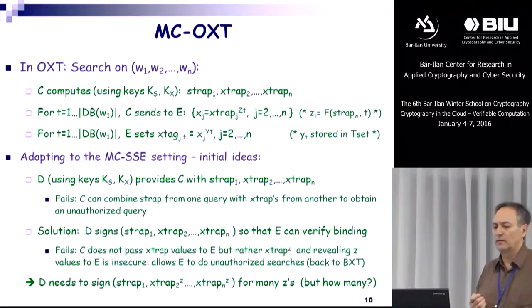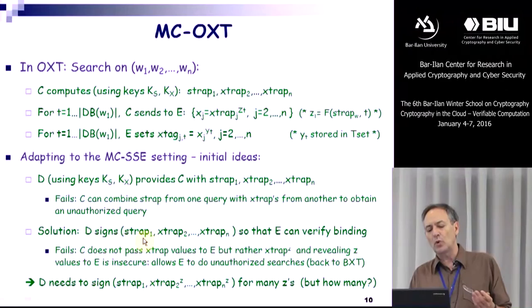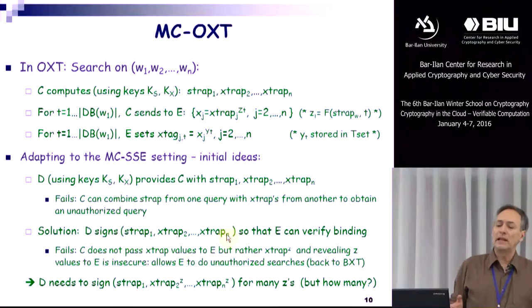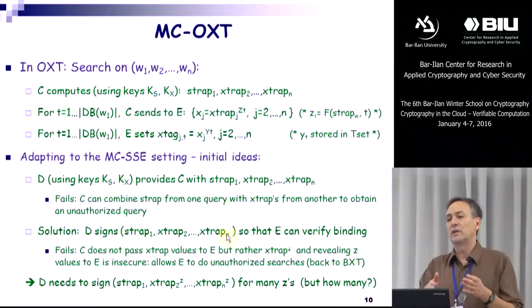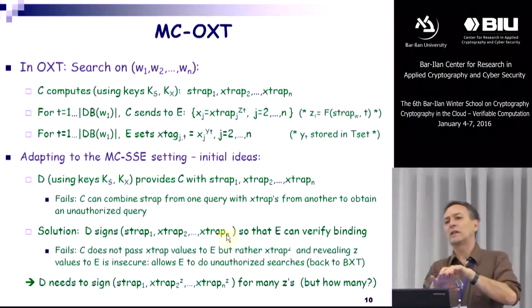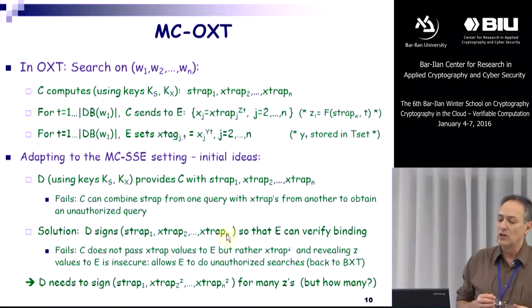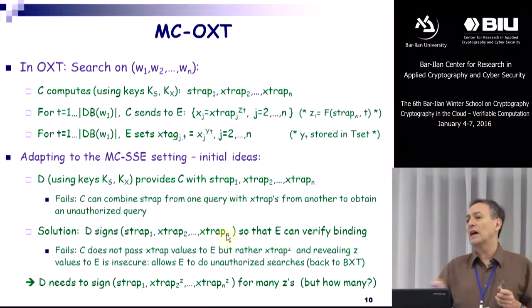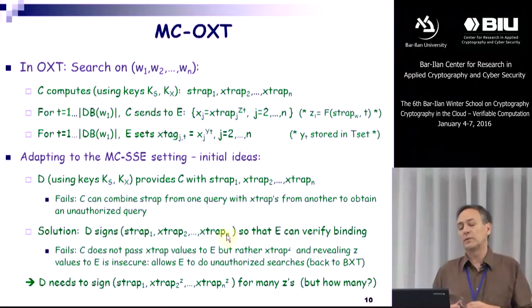I'm not sure how much I can really explain this without the details of OXT, but let me try. So first of all, let's think about BXT. In BXT, the client would receive stag, xtrap 2 to xtrap n, and send it to Eddie. But even in that case, that would be bad. Because what the client could do is get stag and xtrap for one query, and stag and xtrap for another query, and now the client will be able to mix and match, to take the stag from one query with the xtrap from the other query. So this cross-query leakage would actually apply to the client. That's easy to solve. We can ask Debbie to sign the stag and the xtraps so that Eddie checks that, and it will not serve a query that has not been signed by Debbie.